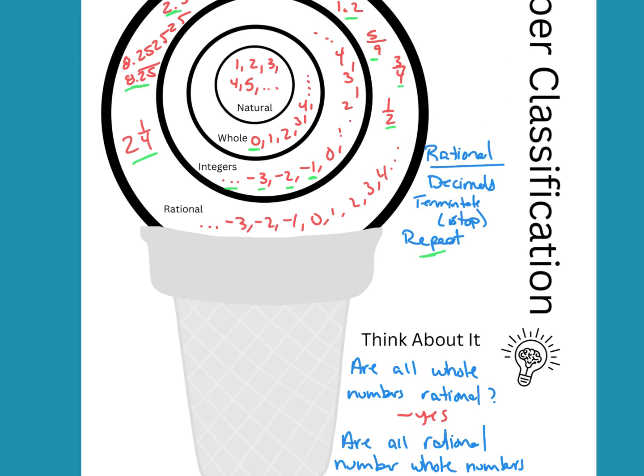The smaller circle is inside the bigger. That would make that statement true. If we're trying to fit a big circle into a little circle, that's not going to be true because I can't take all these extra numbers and shove them into that smaller circle.